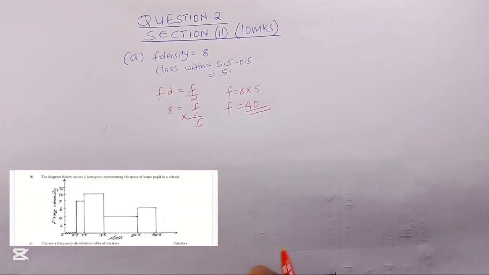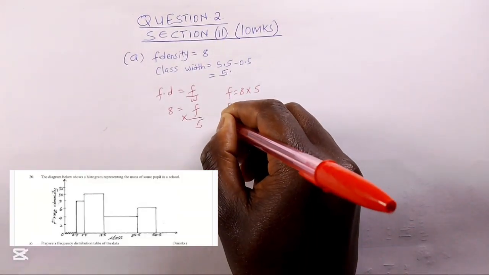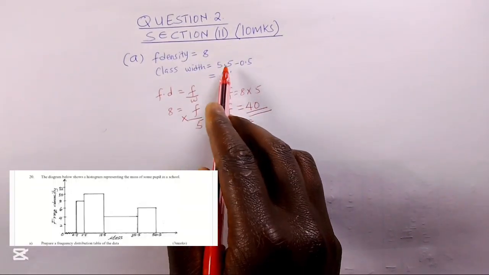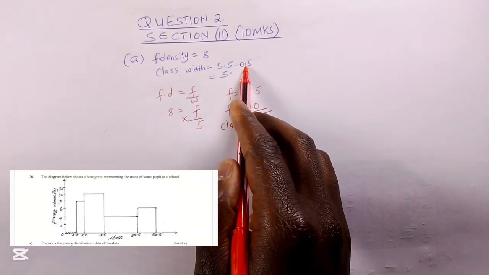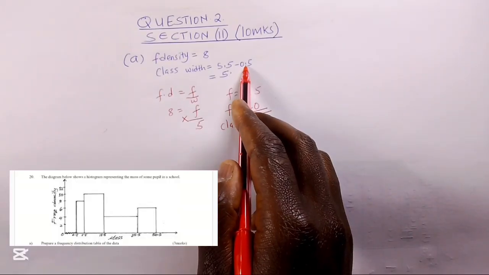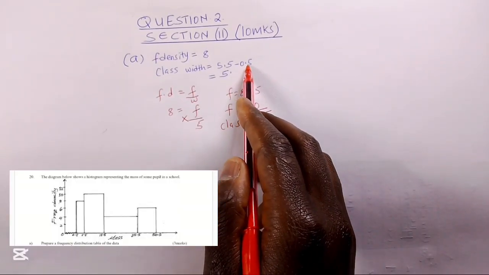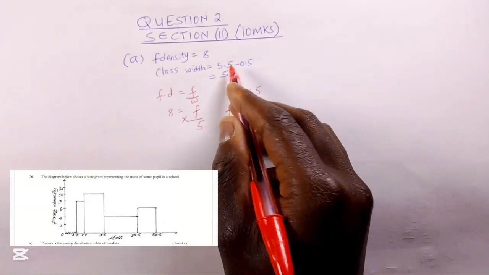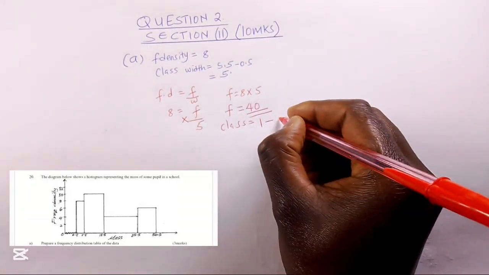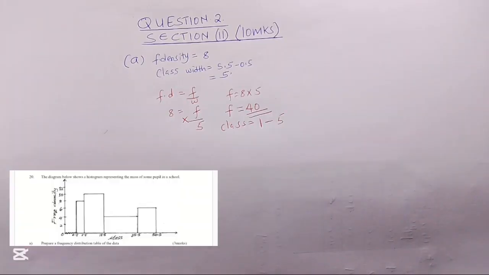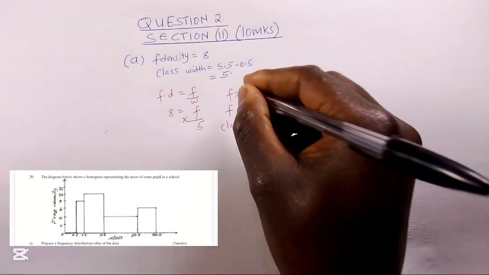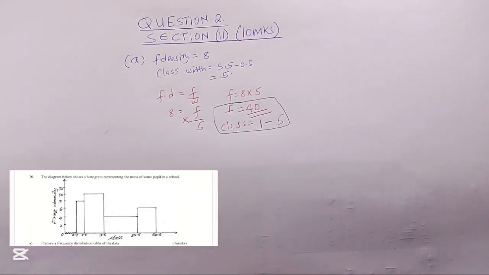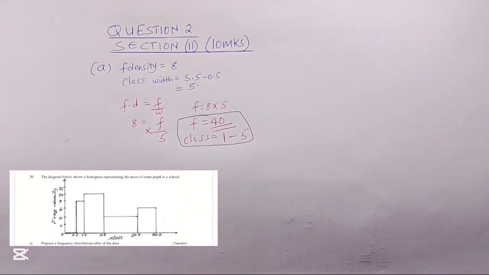And our class, remember this is the upper class limit and the lower class boundary. So for our normal class limit, we add back 0.5 to take it back to normal, which is 1, up to the upper limit of 5, so it is equal to 1 to 5. So we will have that, and we will do the procedure repeatedly for all of them.